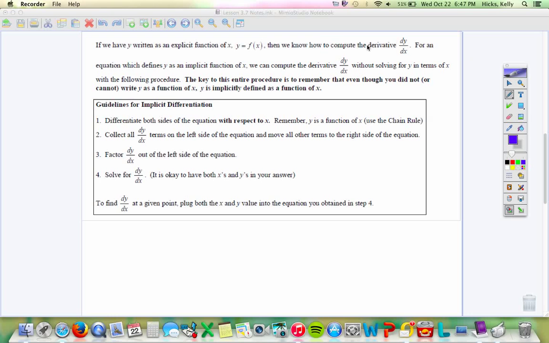Hey y'all. All right, this is the continuation of 3.7 from class, implicit differentiation, as opposed to explicit differentiation, which is what we've been doing all along, where you have already solved for y in terms of x. This is where x's and y's are all mixed together. I'm just going to get right to the problems here.